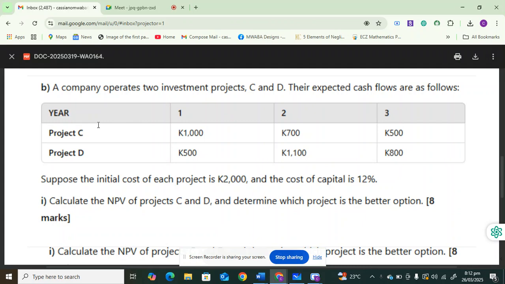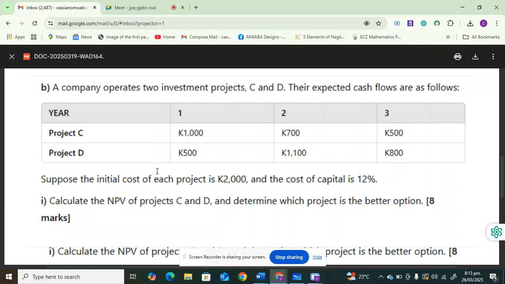This is project C. When you invest in project C, in year one you get 1,000, year two 700 kwacha, year three 500 kwacha. If you go with project D, in year one you get 500 kwacha, year two 1,100 kwacha, year three 800 kwacha.